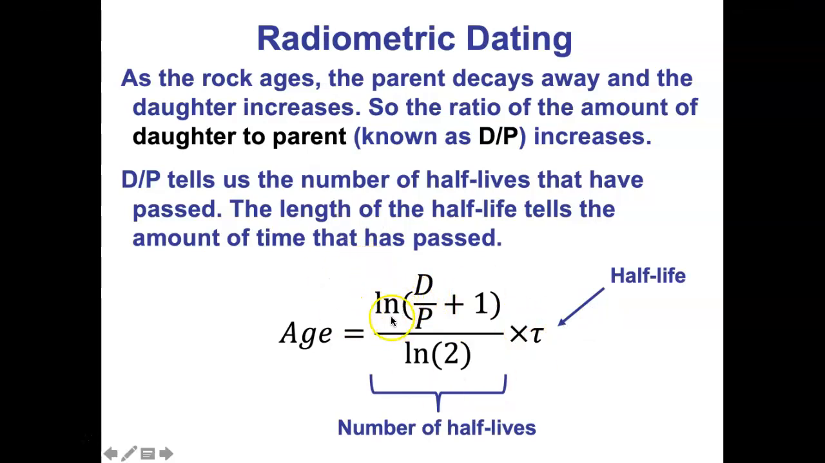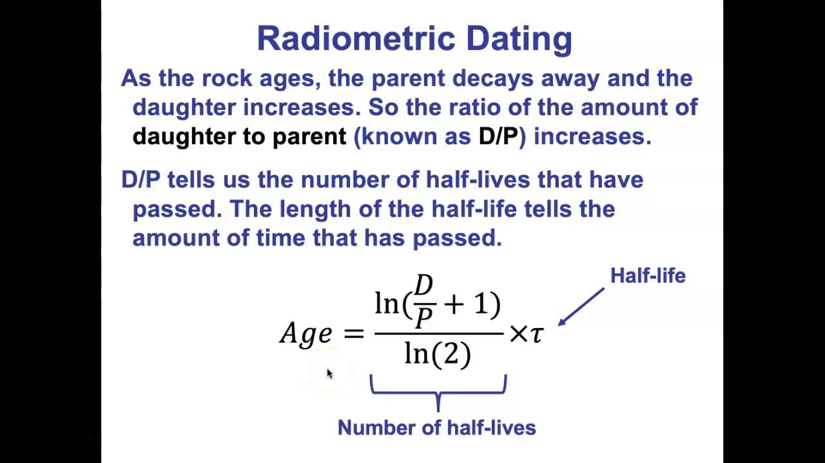One little wrinkle here. Because the daughter to parent ratio increases exponentially with time, how do you undo an exponent? Well, you undo an exponent with a logarithm. So you take the daughter to parent ratio plus 1, take the natural log of that, divided by the natural log of 2, that undoes the exponent, and now this first term here just gives you how many half-lives have passed. So then you just multiply by tau. Tau is the symbol for the half-life of that isotope, and now you have the full age of that rock in years.